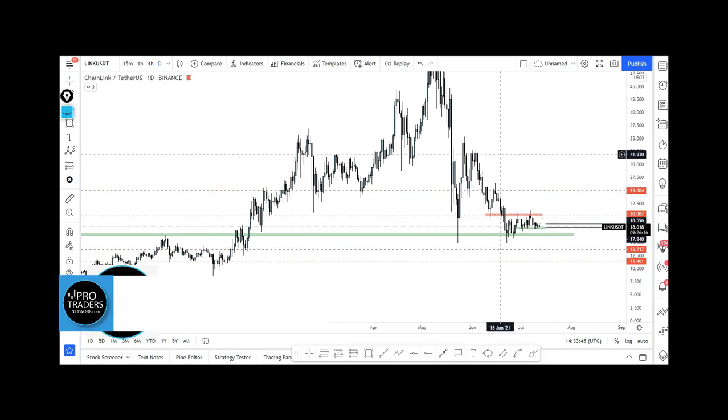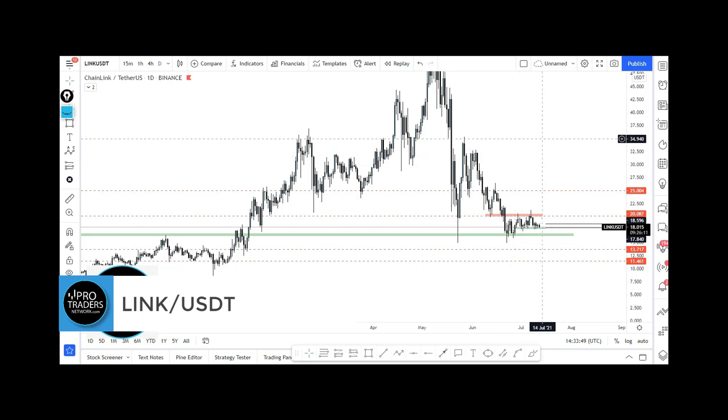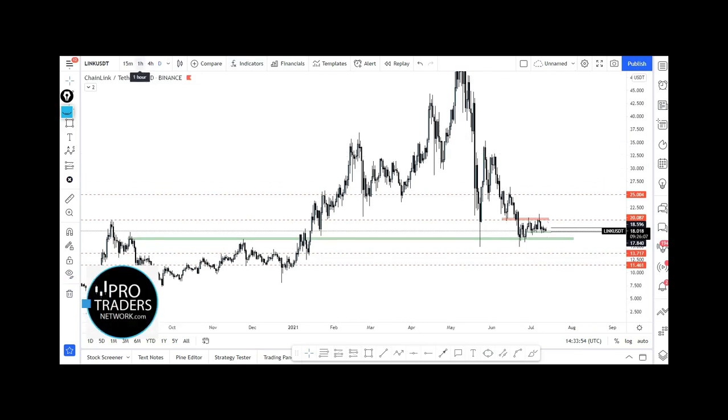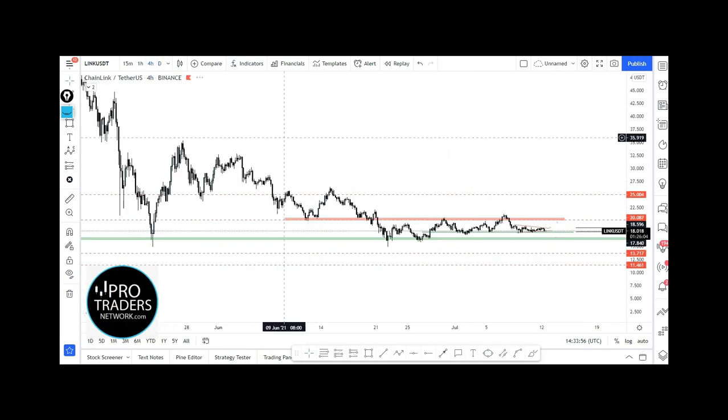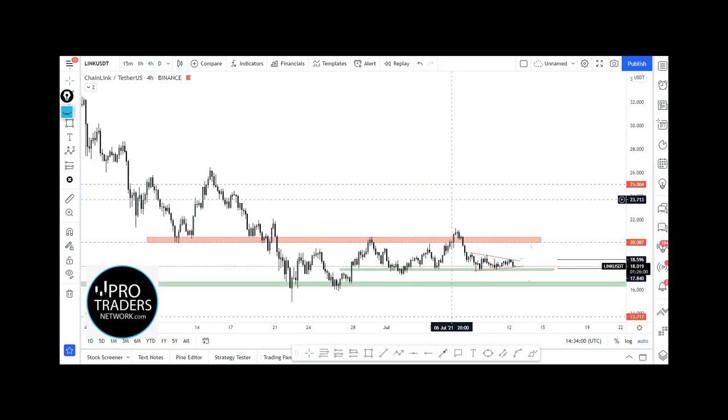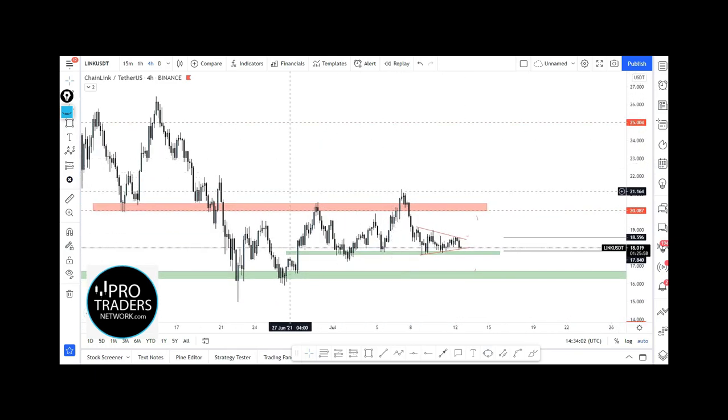Now we are on the daily chart of Chainlink versus Tether, LINK USDT. This is more clear on the 4-hour chart, so let me switch to the 4-hour chart. Here we are on the 4-hour chart of LINK USDT, and what we can see is that we are moving in this range, between this fake out resistance and this support area.